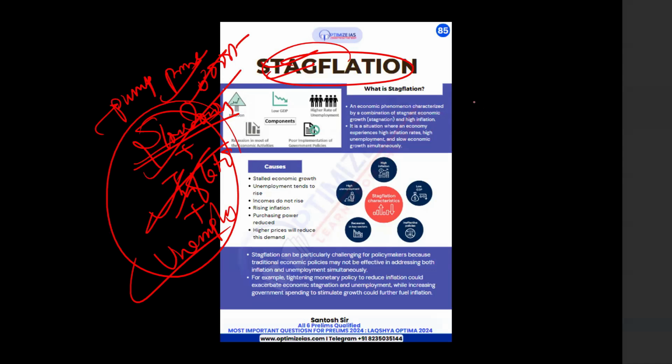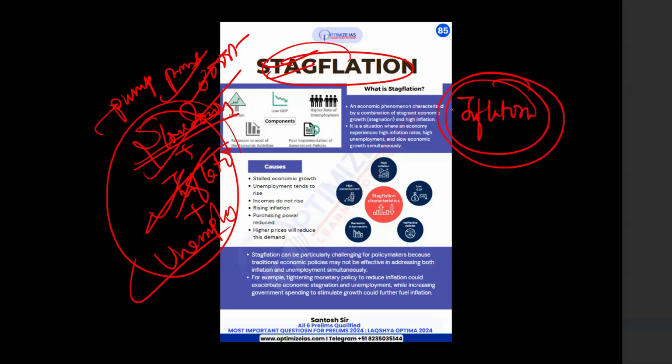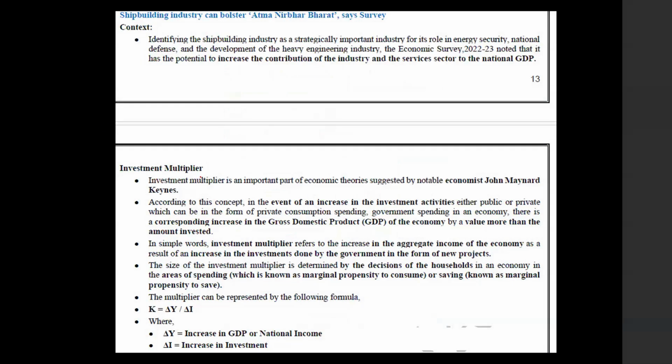So why are we discussing this? Because inflation throughout the world is very high. Inflation is a big problem throughout the world, not just in India. Even America and Europe have record-breaking inflation. On the other hand, there is a slowdown in the world. So this stagflation is a very important concept they can ask you.